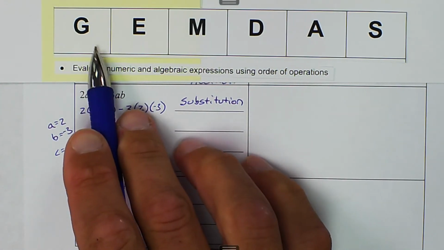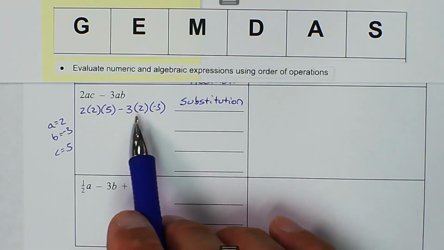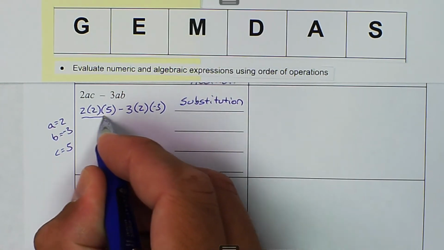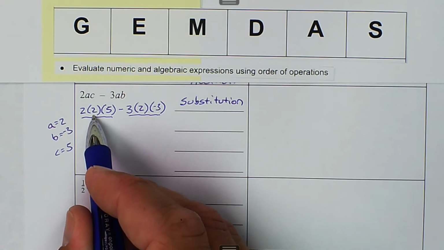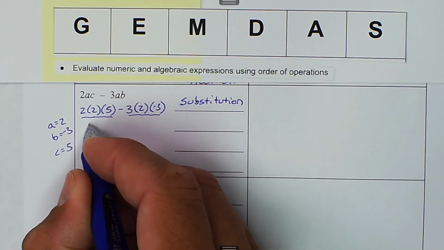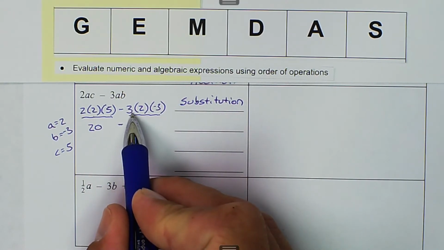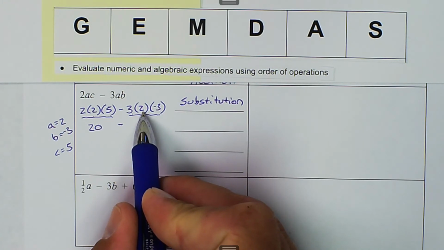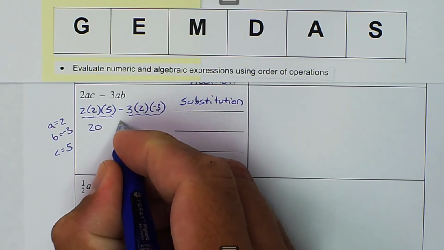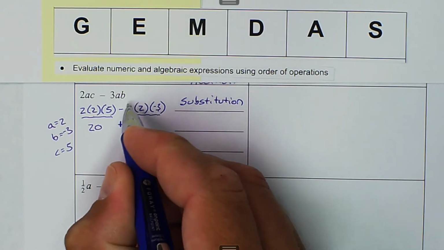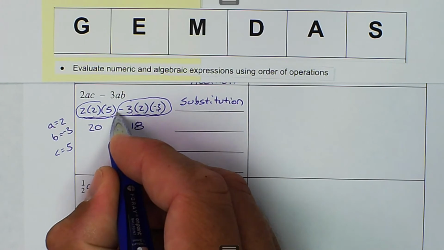And we can take a look. Do we have any groups? No. Exponents? No. Multiplication or division? Yes, we do. We actually have 2 sets of that. So we have multiplication here and we have multiplication here. And so 2 times 2 is 4, times 5 is 20. And then we have -3 times 2 is -6, times -3 is +18. So we had this group that we multiplied together, and we had this group that we multiplied together.